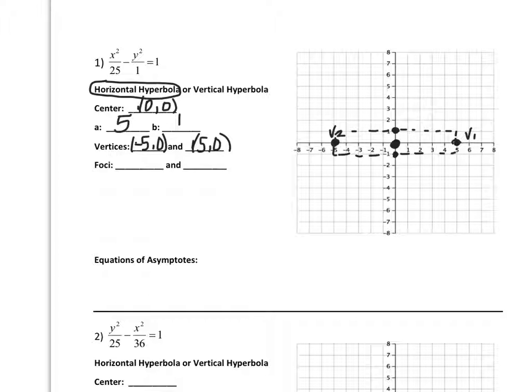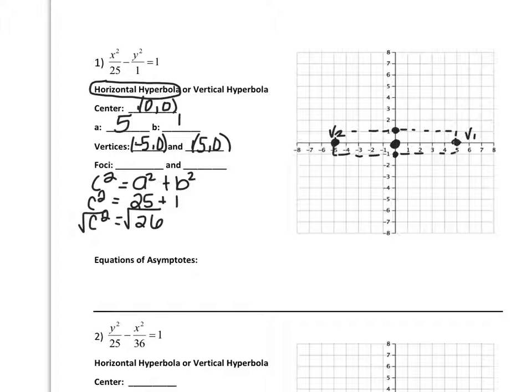Now if I want to find my foci, I need to use the formula c squared equals a squared plus b squared. So we know that a squared is 25 and b squared is 1. So we get 26 for c squared, and if we take the square root, we get the square root of 26. But we should probably make that a decimal, so why don't you pause the video, grab your calculator, and see what the decimal equivalent is, and then hit resume when you're finished.